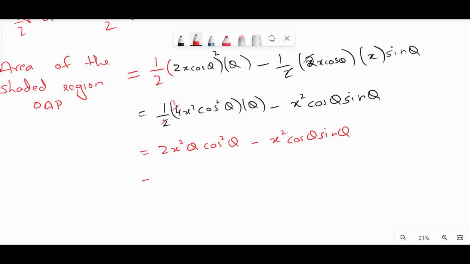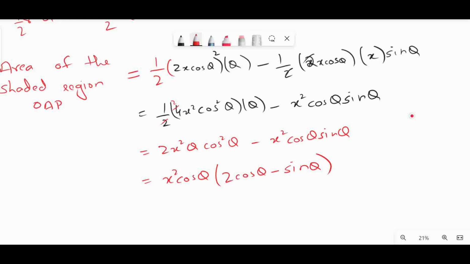Now we can take x square cos theta common. So here this will be 2 cos theta, minus, x square is common, then here there must be sine theta. So now this will be the final answer.